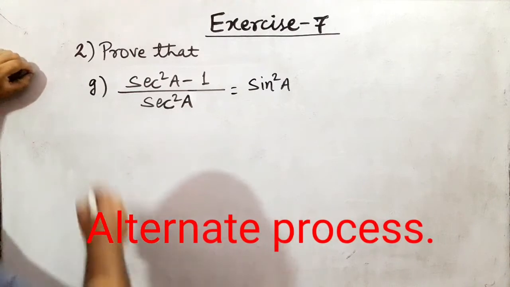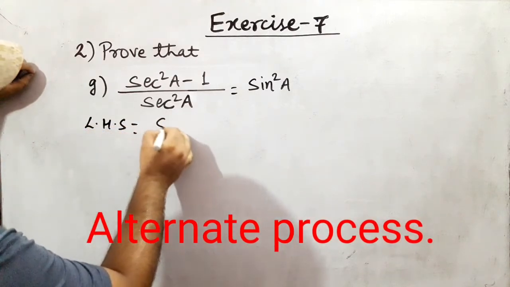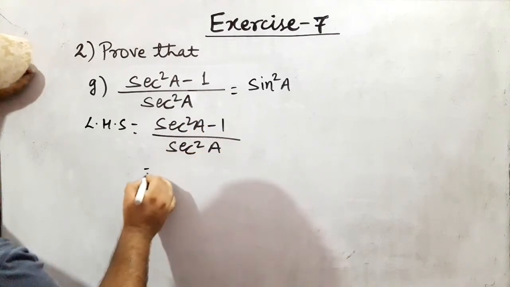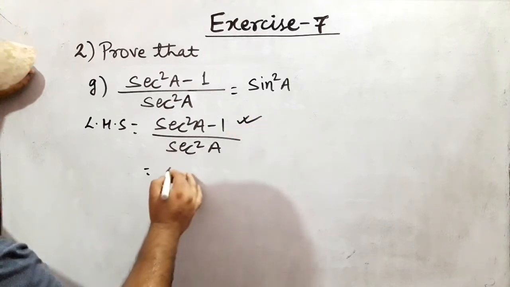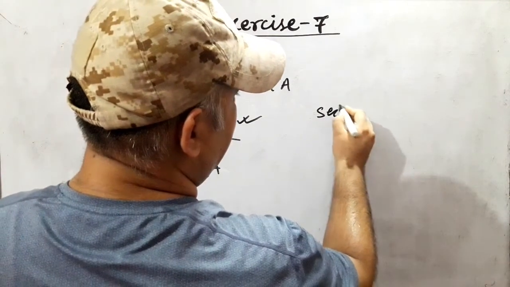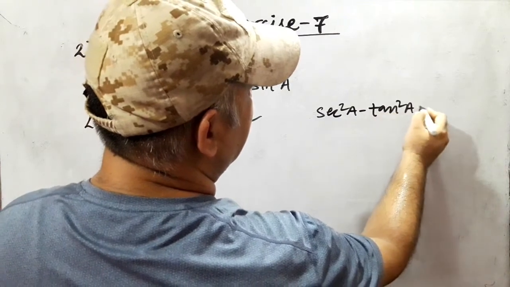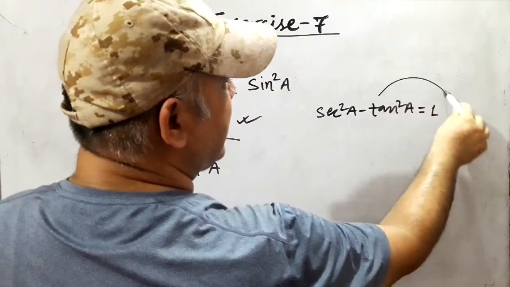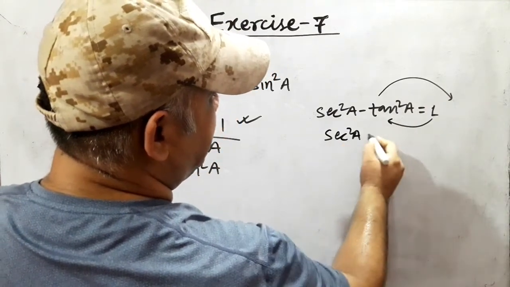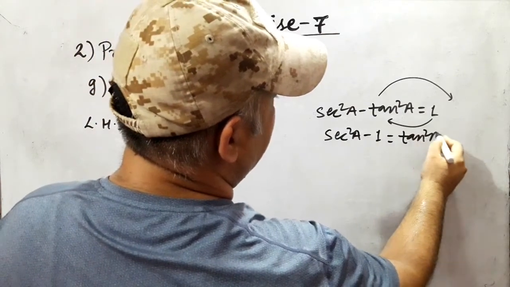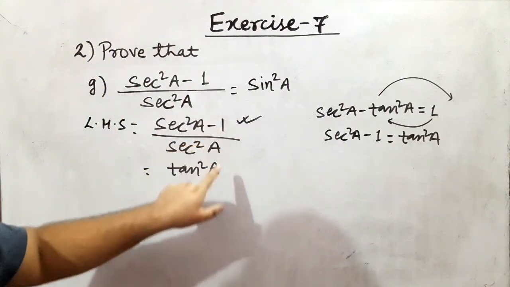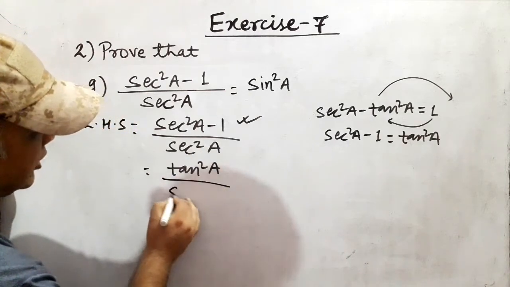Let's do it by the second process. We have here LHS equals sec square A minus 1 by sec square A. Sec square A minus 1 is equal to tan square A from Pythagorean relation. Let's write sec square A minus tan square A equals 1. When minus tan square A goes to the right hand side and 1 comes to the left hand side, it becomes sec square A minus 1 equals tan square A. So sec square A minus 1 can be written as tan square A. So it is tan square A by sec square A.